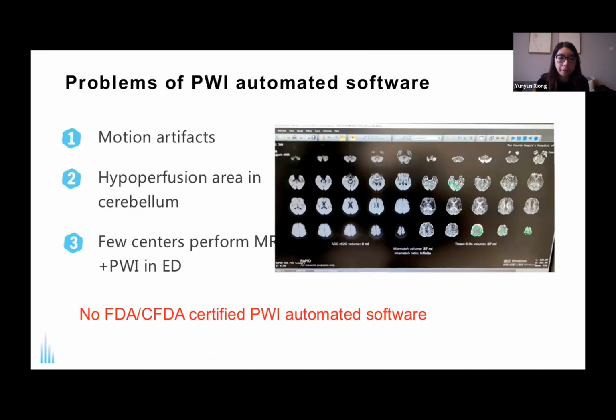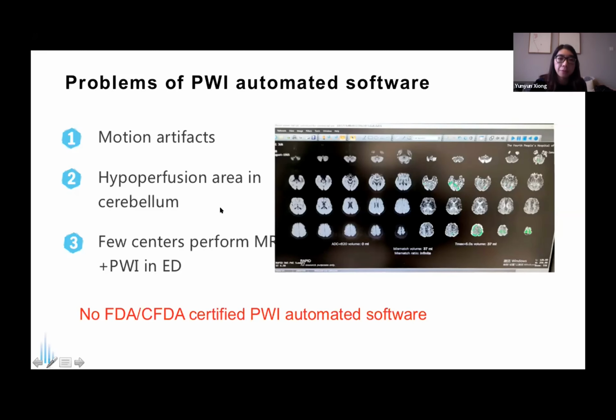So we mentioned the MRI, but all the companies go for CTP because most emergency departments have installed CT in the ED, but not so many centers perform MRI in the ED. So this is the business side. And the problems for the PWI automated software, except the installation, is that they need to tackle a lot of motion artifacts, because this is more complex for MRI than for CT.